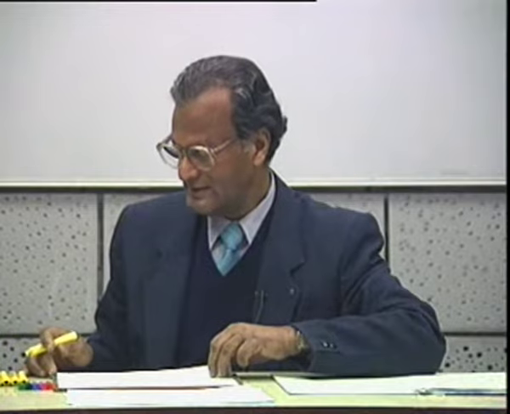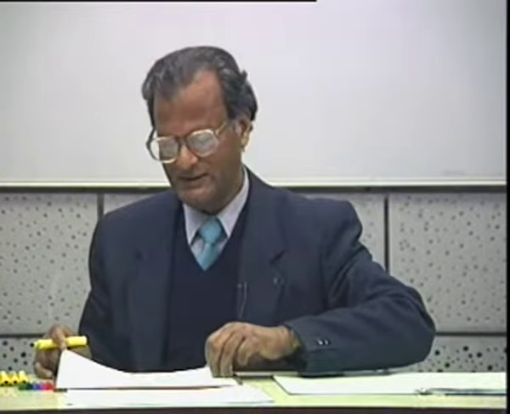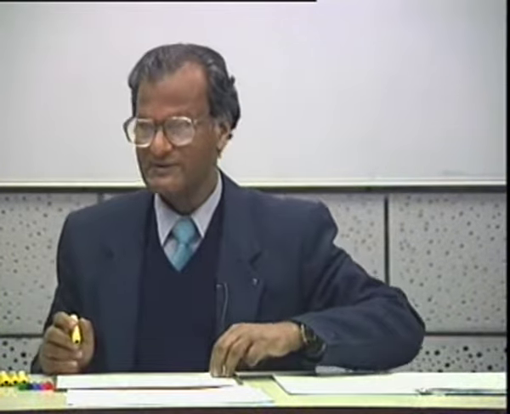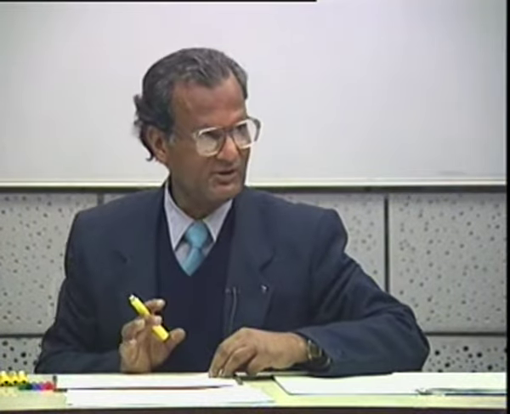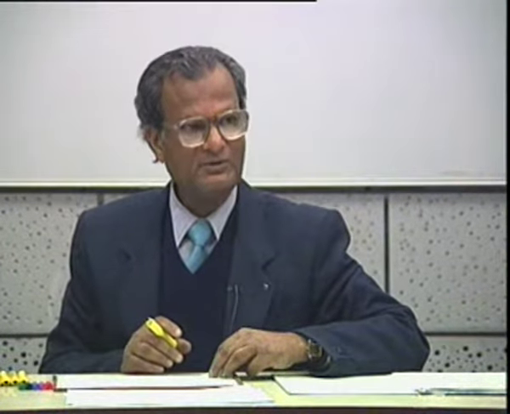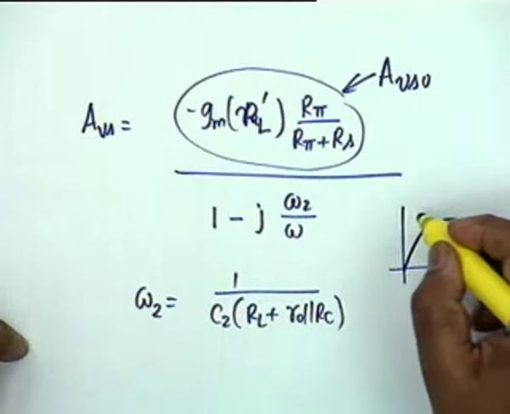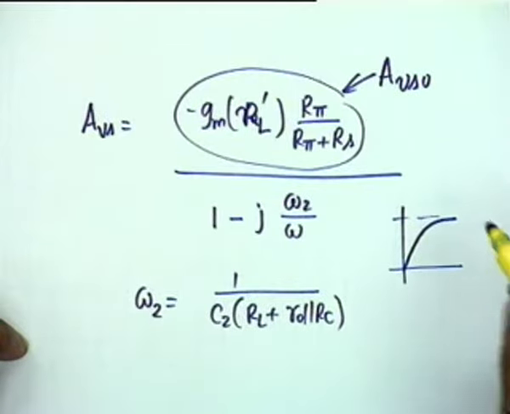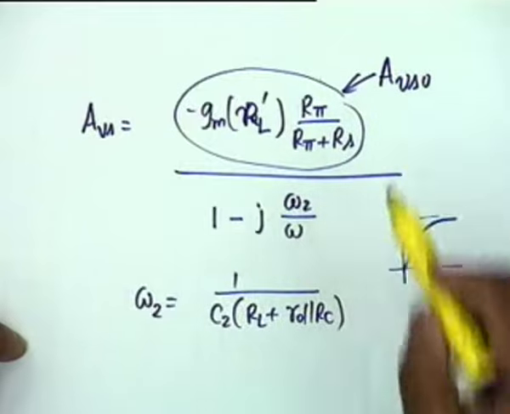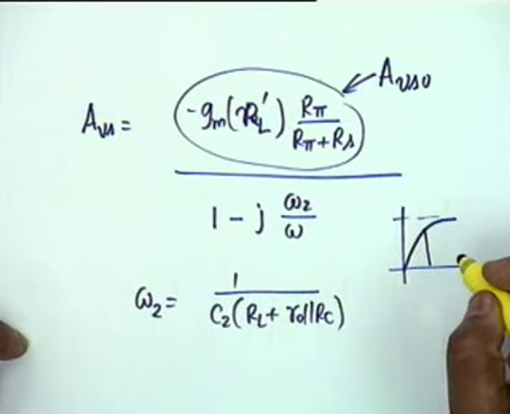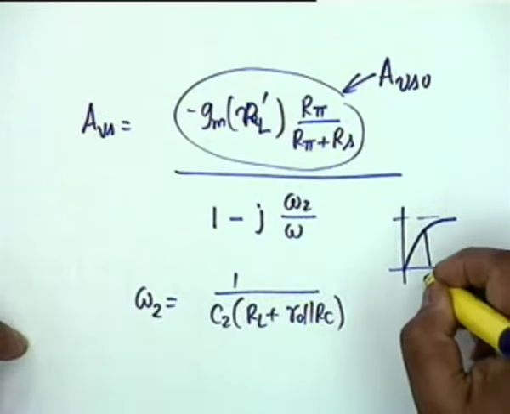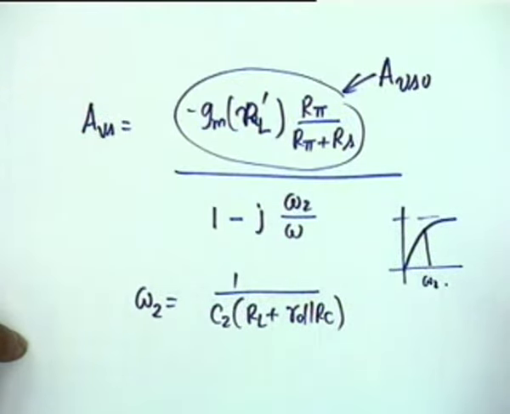Okay, and I have again validated the fact that C2 has a high pass effect. That is, if C1 and CE are shorts, then C2 causes the DC response to be 0, and then it rises like this at high frequencies. Again the gain is AVS 0 and the cutoff occurs at omega 2, alright, omega 2.